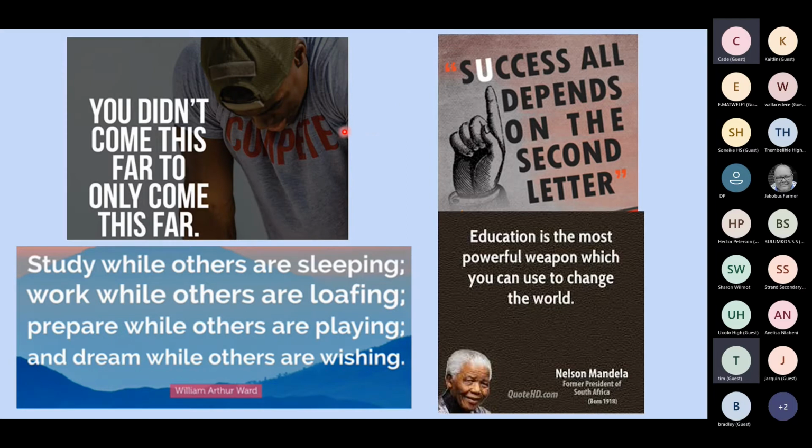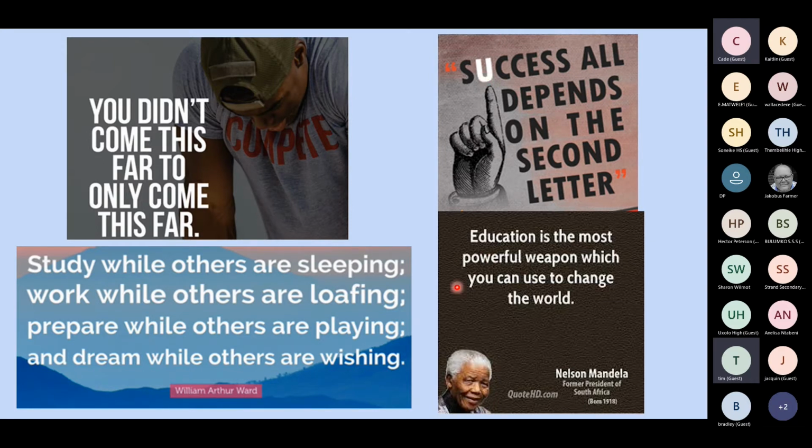Remember, grade 12s, you didn't come this far to only come this far. You must study while others are sleeping, work while others are loafing, prepare while others are playing, and dream while others are wishing. Success all depends on the second letter, and the second letter here, grade 12s, is you. Success depends on you.